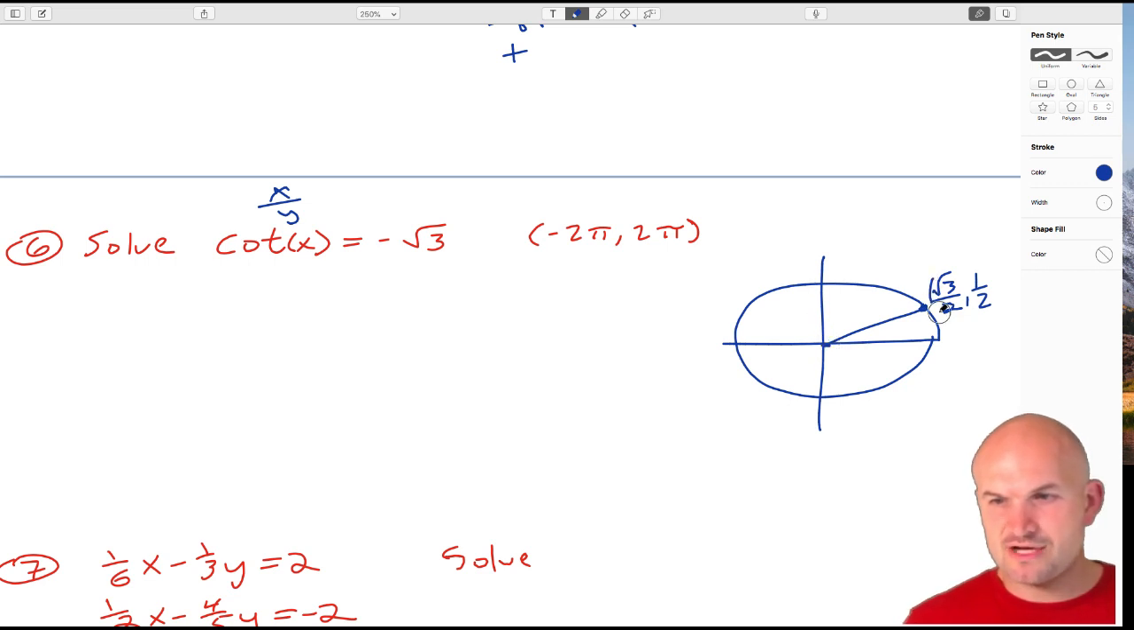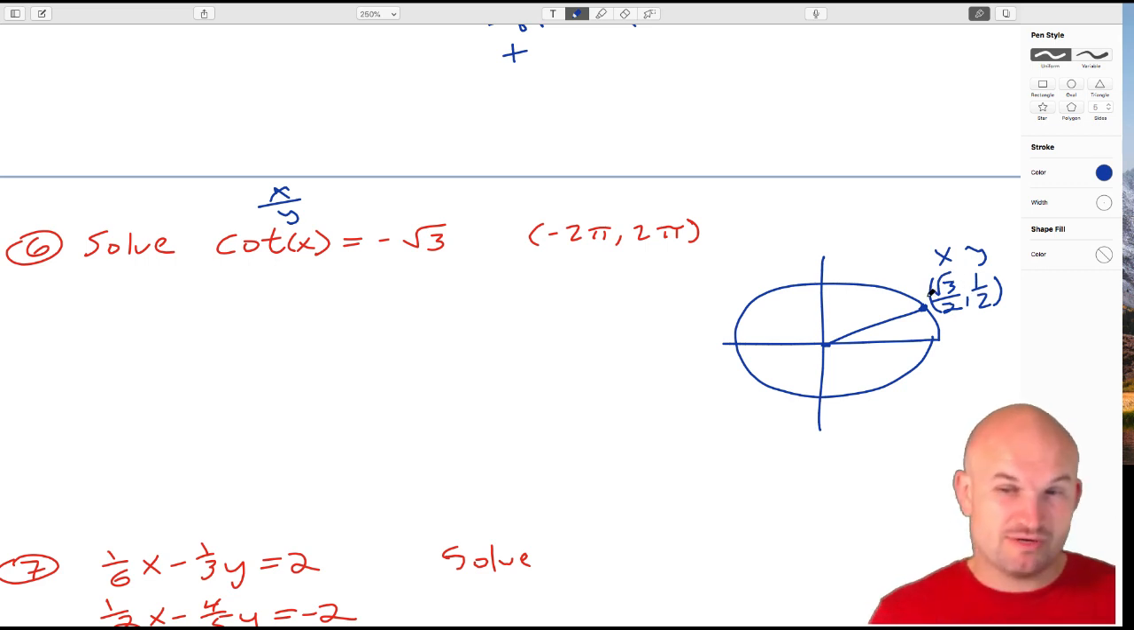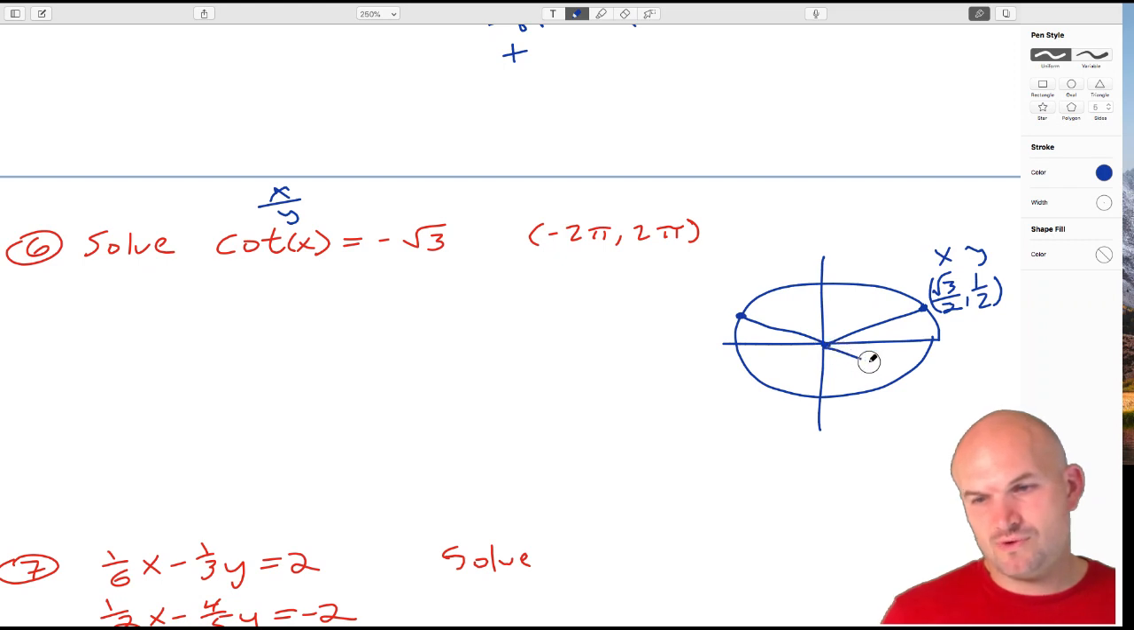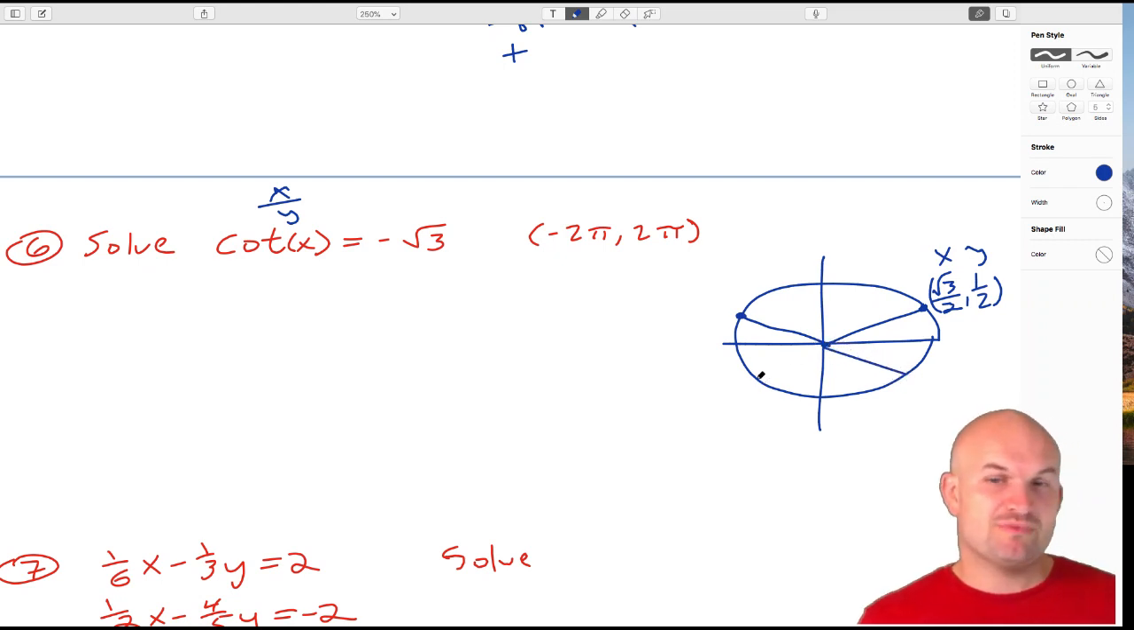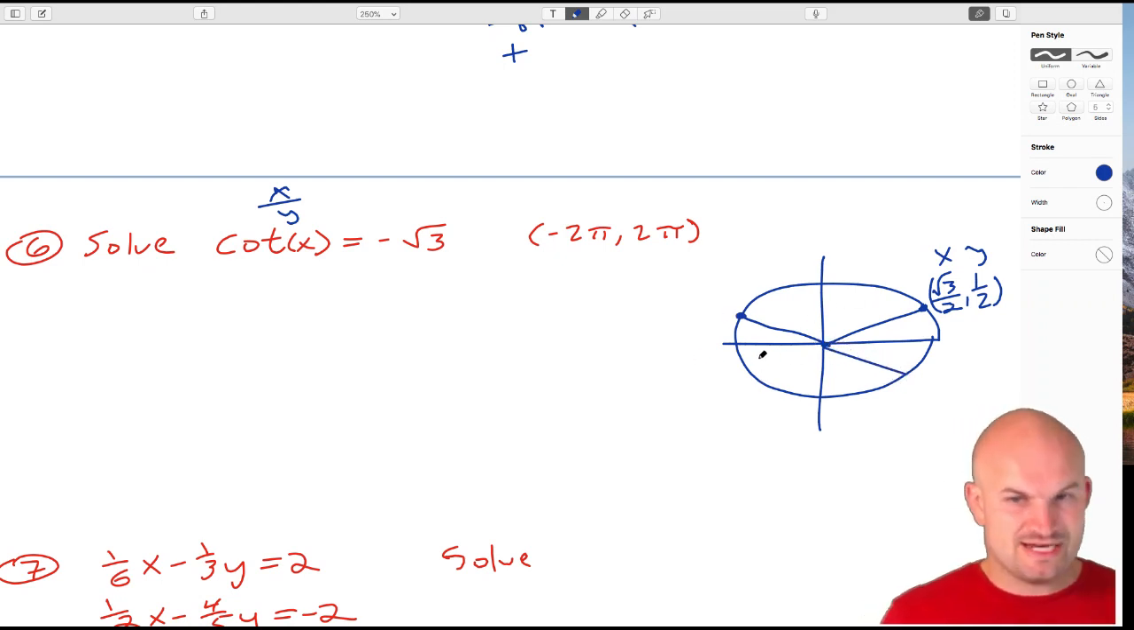So here's that coordinate point. Now, if I take my x over my y, I'm going to get a positive square root of 3. But I need to get a negative square root of 3. So therefore, I need to be in the second quadrant, or I need to be in the fourth quadrant. I don't want to be in the third quadrant because that would have been a negative over a negative. So now I just need to figure out what these points are.